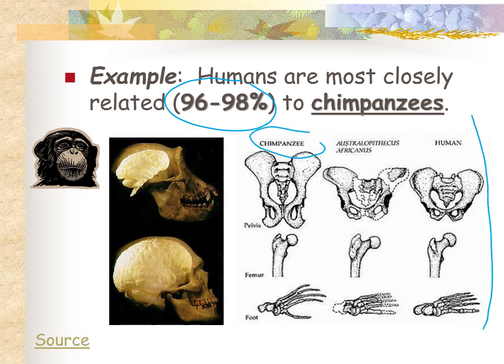We've got chimpanzee, we've got Australopithecus africanus, which is a primitive human, and then a modern day human. So you can see similarities in our pelvises, in our femur, which is our upper leg bone, and our foot. You'll hear more about this in another video.